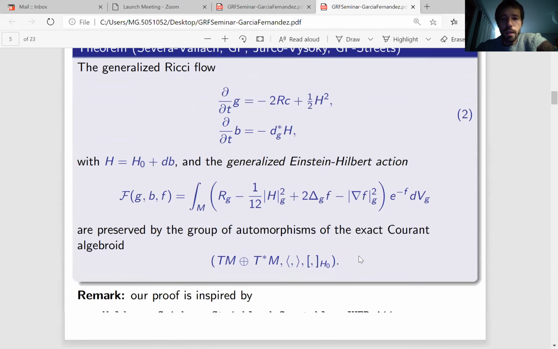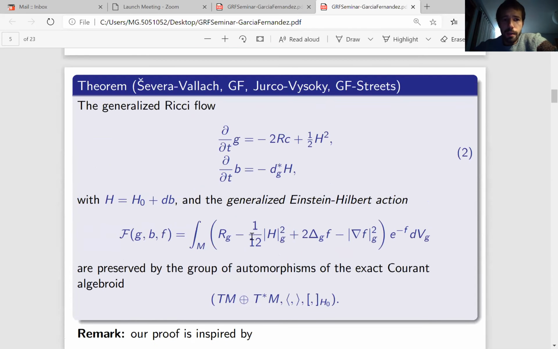And then what I want to explain today is this theorem, which tells that the generalized Ricci flow, as we have been describing these days, and this natural action functional, which exhibits the generalized Ricci flow as a gradient flow for a suitable choice of F, admit a natural embedding into generalized geometry, meaning that there is a natural way of describing them in terms of geometry in this exact Courant algebroid that I described before. In particular, this is going to be preserved by automorphisms of the Courant algebroid.